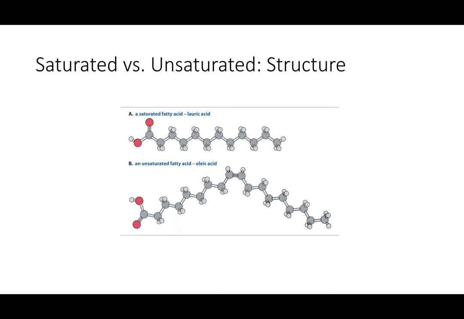What's really important to note about the unsaturated fatty acids is that, at least in the context of biological systems, those double bonds are always cis. That's important. The double bonds are always cis. If they're trans, that's called a trans fat, and that aggressively impacts the properties of the fatty acid.